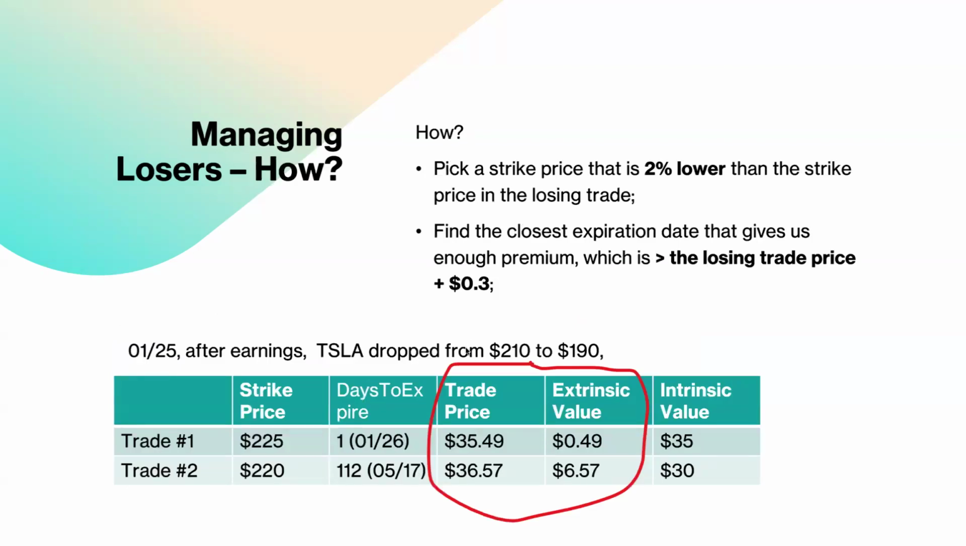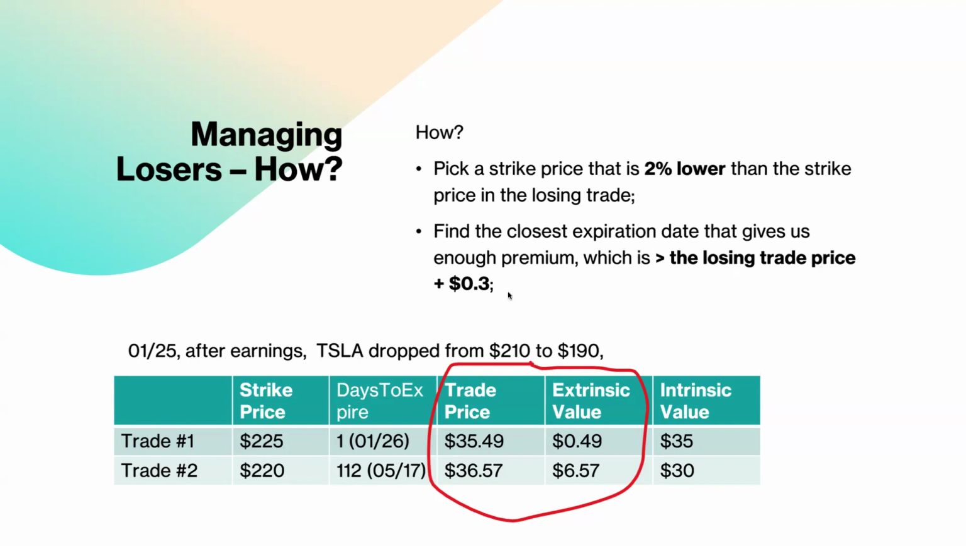How do we roll out? We pick a strike price that is 2% lower than the strike price in the losing trade, and find the closest expiration date that gives us enough premium. And enough premium in my formula is the losing trade price plus at least 30 cents.